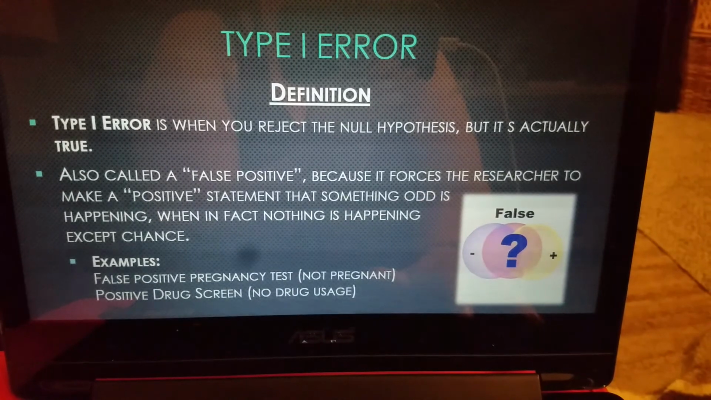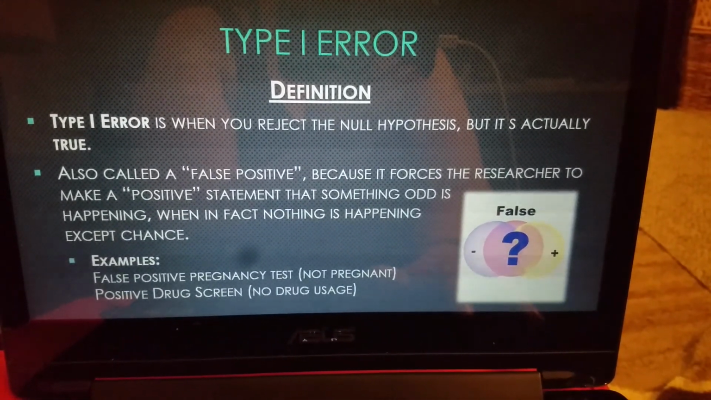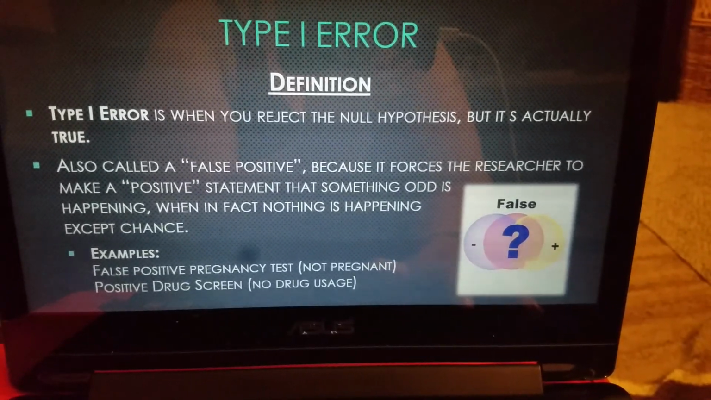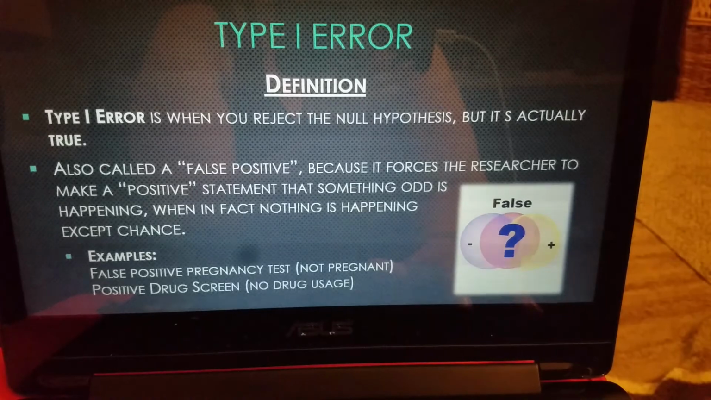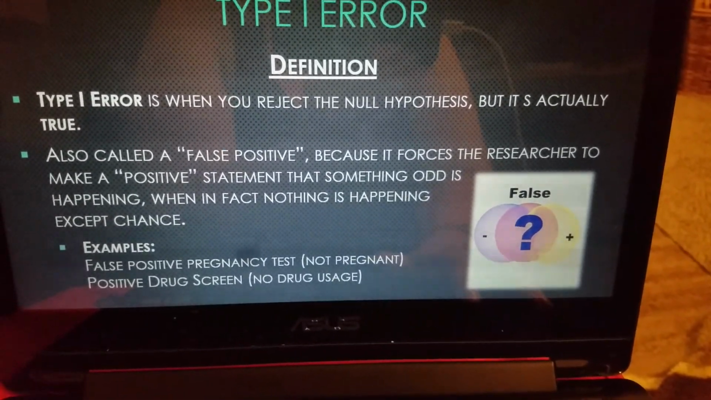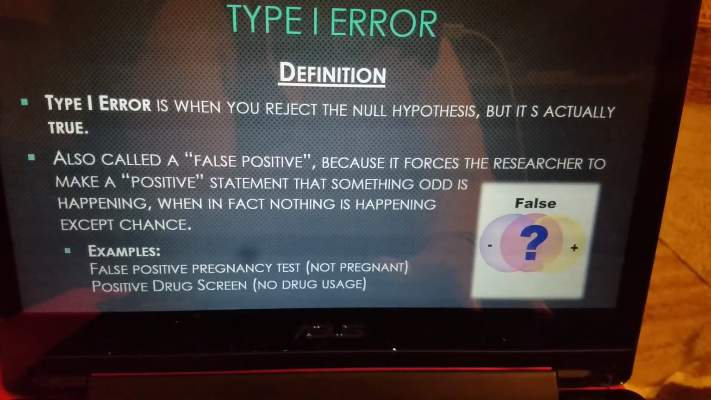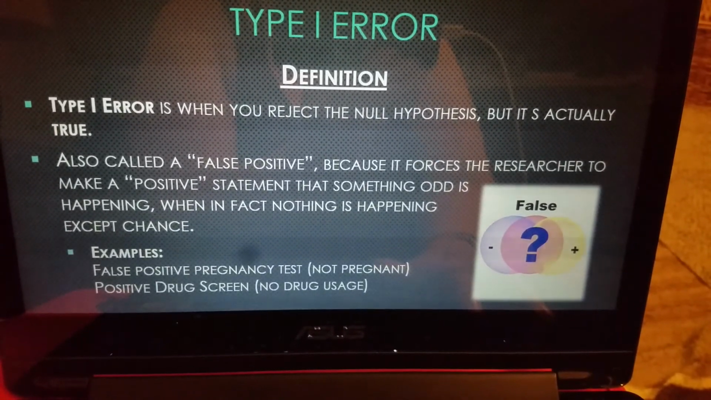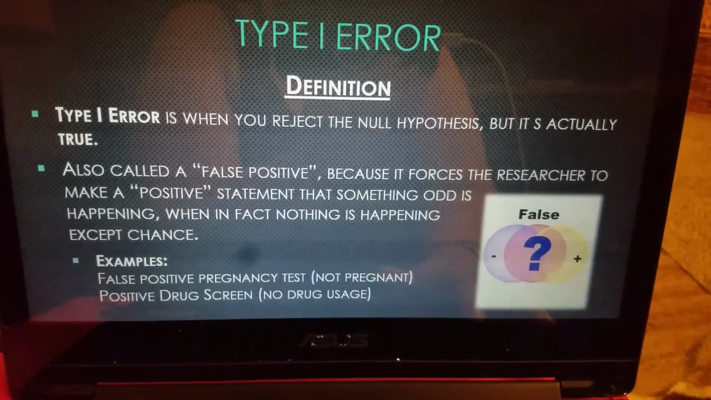Type 1 error is when you reject the null hypothesis, but it's actually the truth. It's also called a false positive because it forces the researcher to make a positive statement that something odd is happening when in fact nothing is happening at all except some chance. Examples are a false positive pregnancy test when you're not pregnant, and a positive drug screen when there's no drug usage.